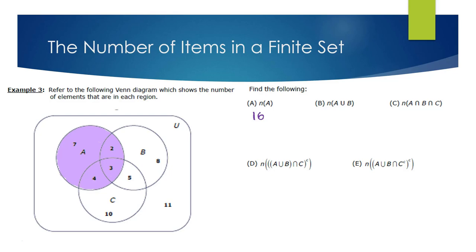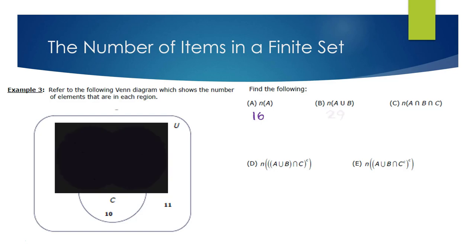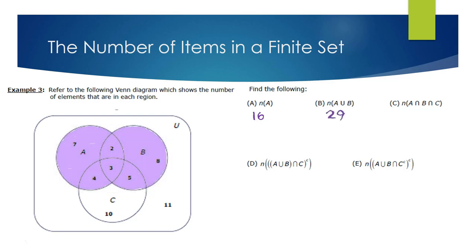The second one, for B, is the number that fall in the union of A and B. So in the union of A and B, it means that anything that's in A or B or both. So I'm looking at this region right here. And again, I total up all those, 7, 4, 3, 2, 5, and 8, and I get 29.